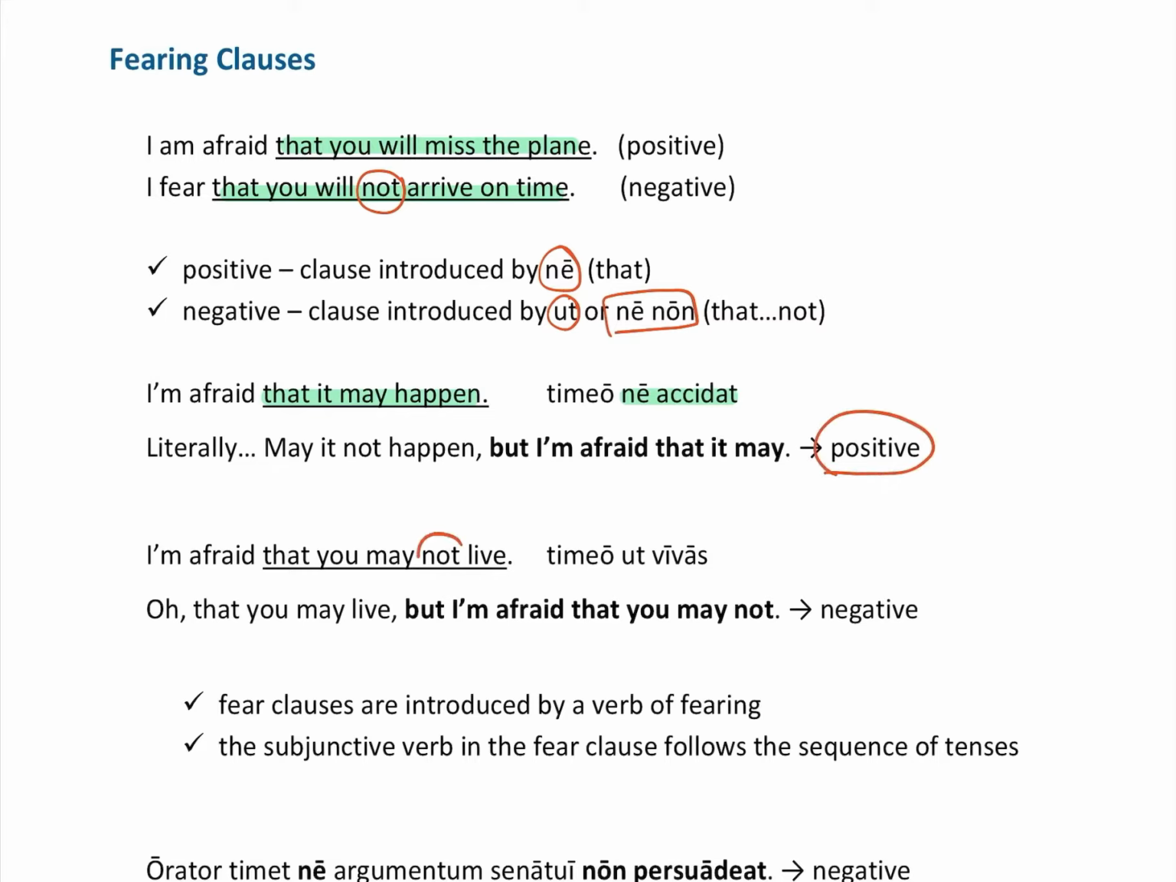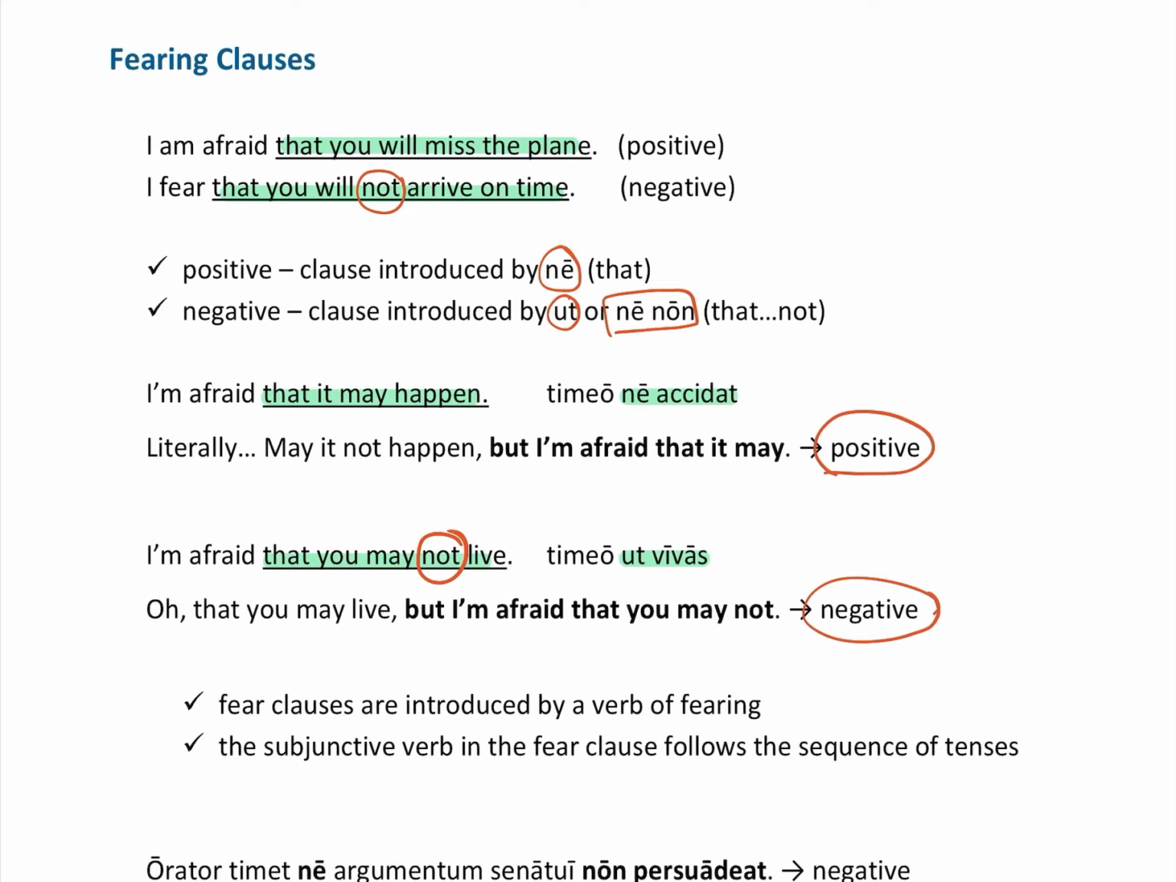Okay, I'm afraid that you may not live. You already see the not here, so you're going to tell us that that's going to be a negative fearing clause. So we're going to introduce it by an ut or ne non, and this time we've introduced it by an ut. So timeo ut vivas. Oh, that you may live, but I'm afraid that you may not. So that makes it a negative.